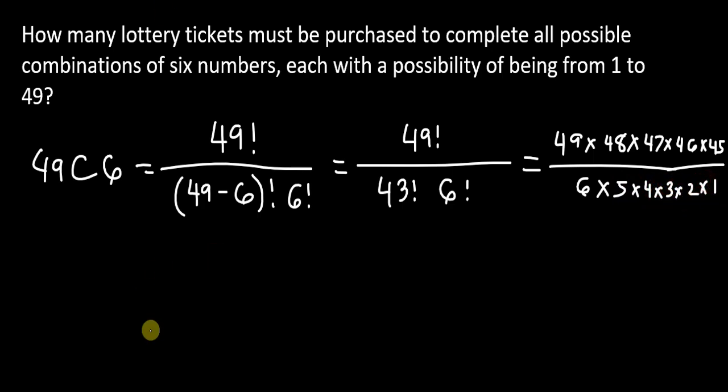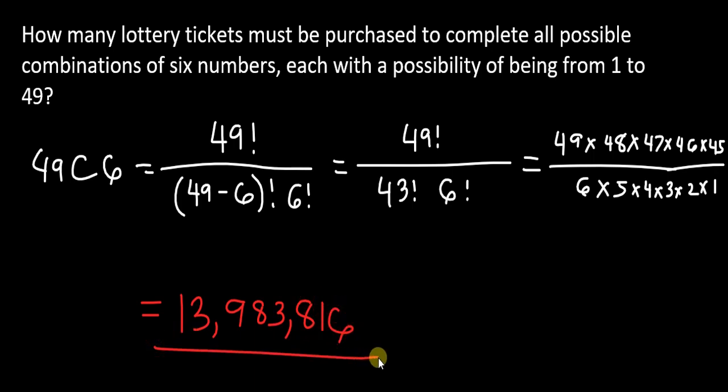At kapag sinolve mo yan, ang makukuha mong sagot is 13,983,816. Okay, so yan yung kailangan mong tayaan na lotto tickets. That is 13,983,816. So, kailangan mong maging milyonaryo para matayahan mo lahat ng ticket.